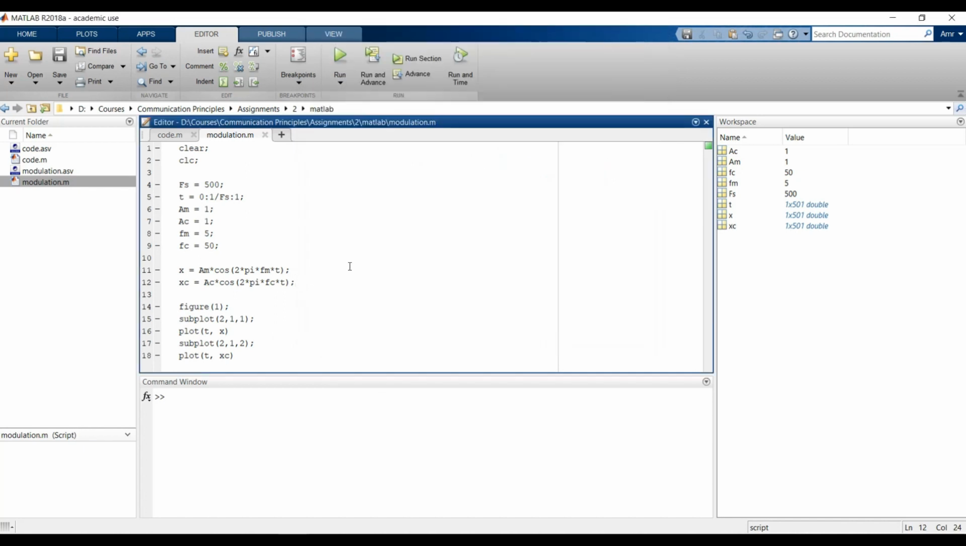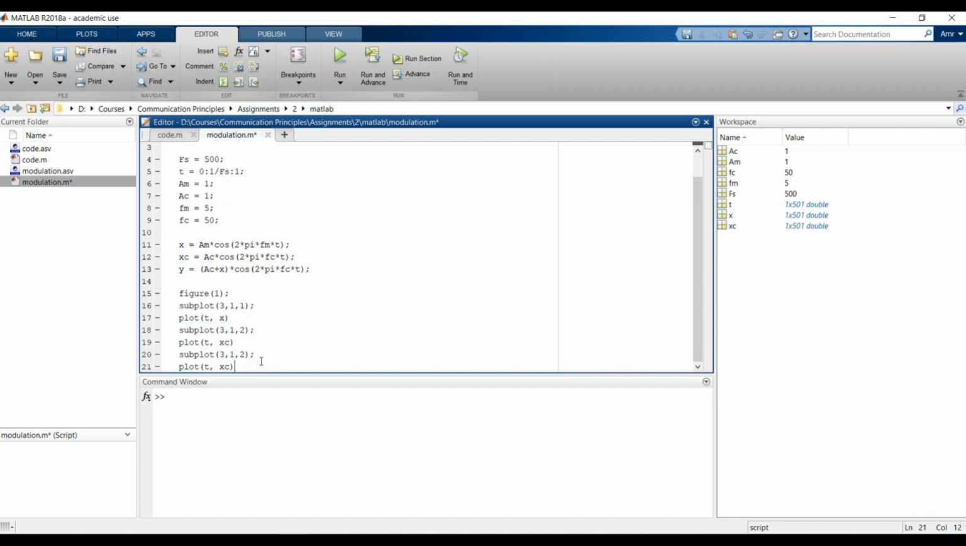Now, in order to do the modulation, we can just simply use the equation that we have earlier. So we can say that y is equal to AC plus x, all multiplied by cosine of 2 pi fc t. And let's visualize that as well. So let's plot that. And then just paste here. We have our y.